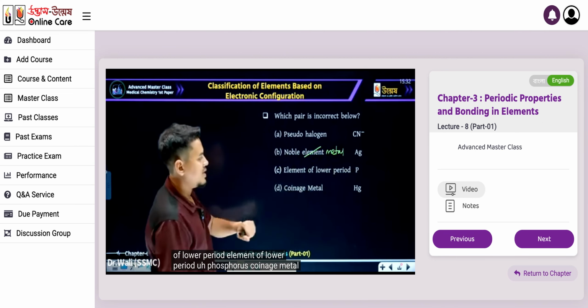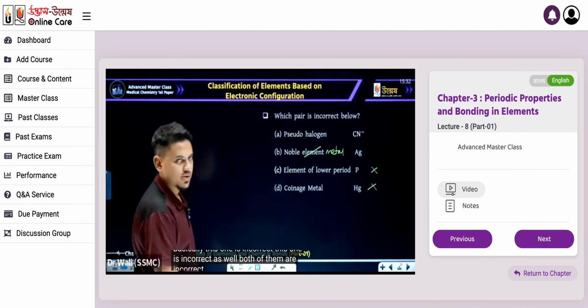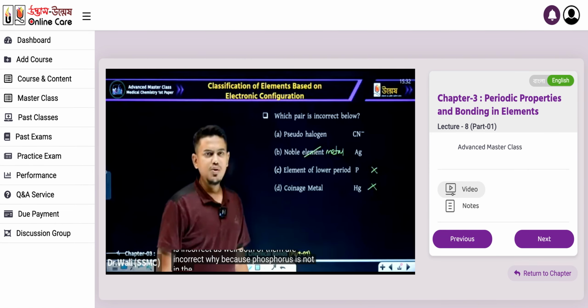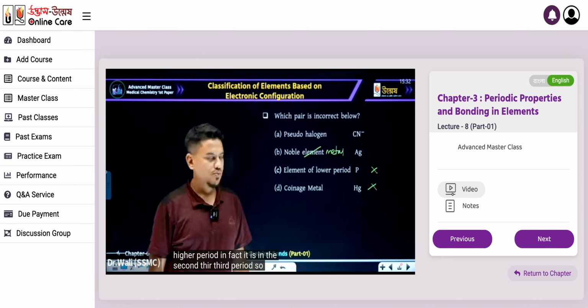Phosphorus, coinage metal, mercury. Basically, this one is incorrect. This one is incorrect as well. Both of them are incorrect. Why? Because phosphorus is not in the lower period. Phosphorus is in the higher period. In fact, it is in the third period. So it is not in the lower period.